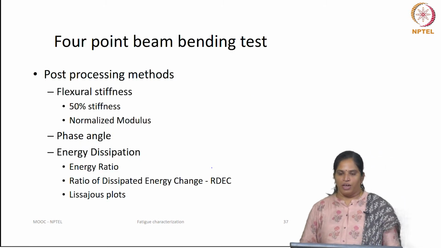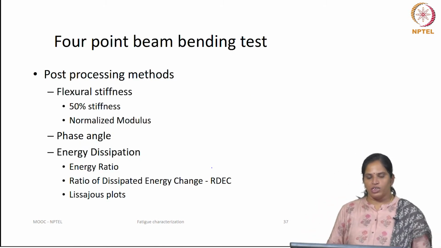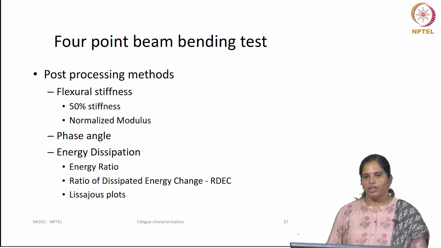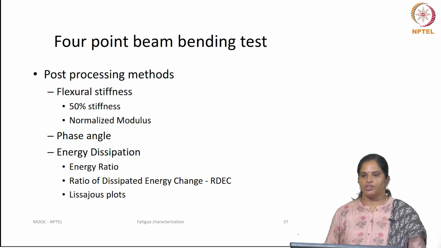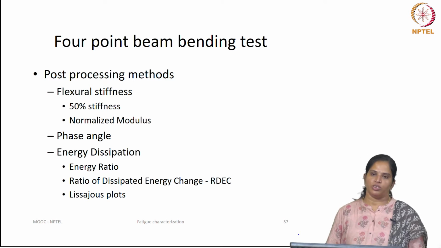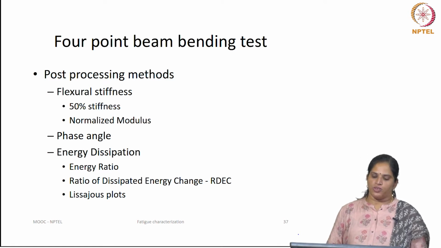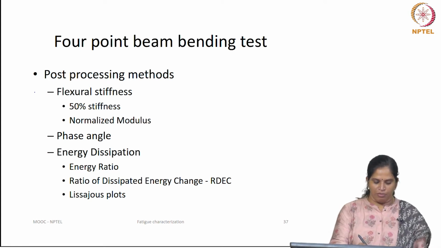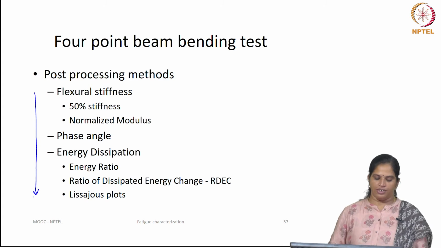So, now we have calculated the stiffness modulus for different load cycles. Now, from the stiffness modulus value, we need to find out the fatigue life of bituminous mixtures. There are various post-processing methods available to calculate the fatigue life of bituminous mixtures. A few of the post-processing methods, but not limited to these, are listed here.